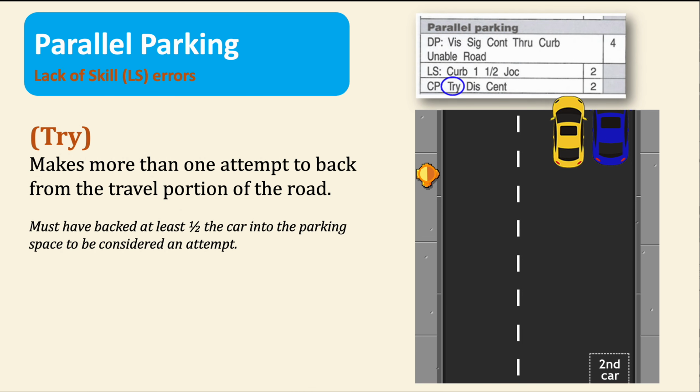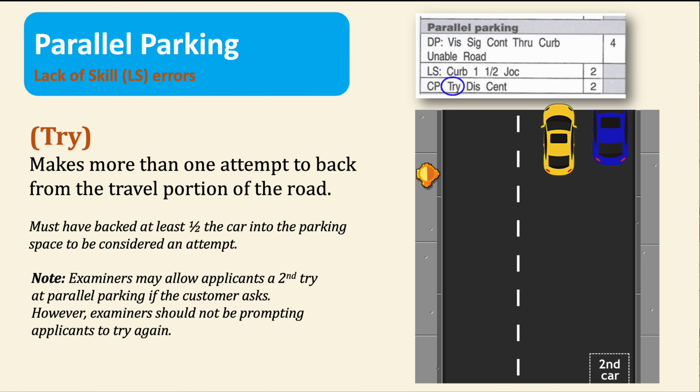So what is a try? A try is when the applicant makes more than 1 attempt to back from the travel portion of the road. They've got to get at least half the car into the space to be considered an attempt. So they bring the car in, and they don't like what they see, and they bring the car back out. That's a try. Now remember, they have to signal and look over their shoulder whenever they re-enter traffic, bring half the car out, right?